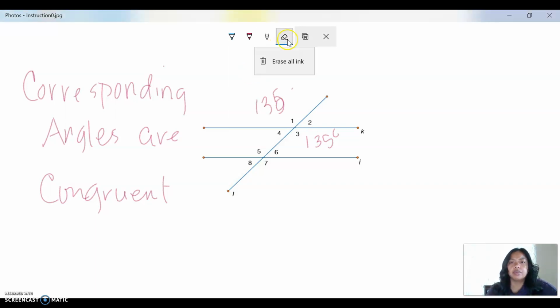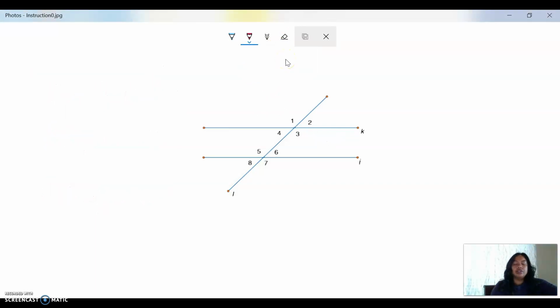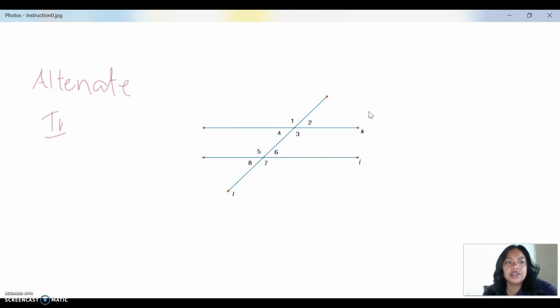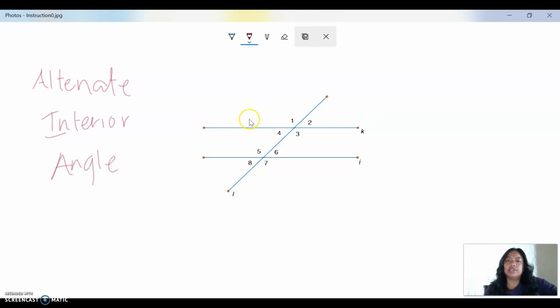Okay, so another type of angle that is formed when parallel lines are cut by a transversal is something called alternate interior angles. A few words here that you see. Alternate means opposite sides. That's what the word alternate means. We're alternating from one side to the other. Interior means on the inside.